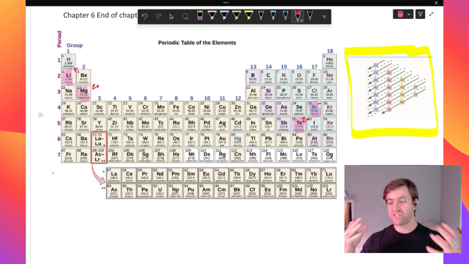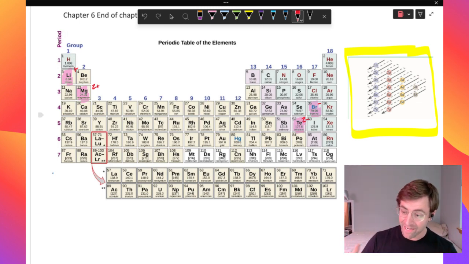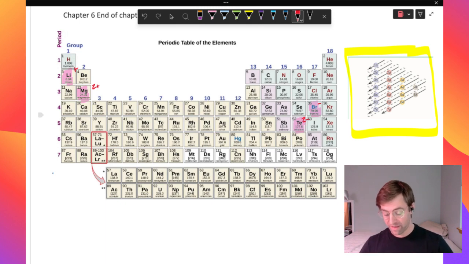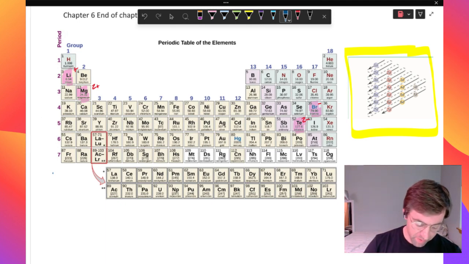Okay, so what do these charges mean? If it's a cation, we have lost an electron. That means we're going to have a smaller electron configuration. And if we have a negative charge, we have added an electron, and that is going to move that electron configuration forward. What do I mean by that?